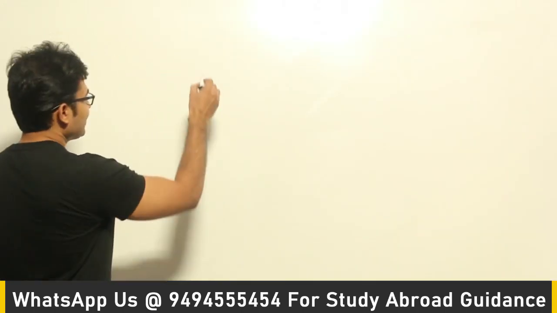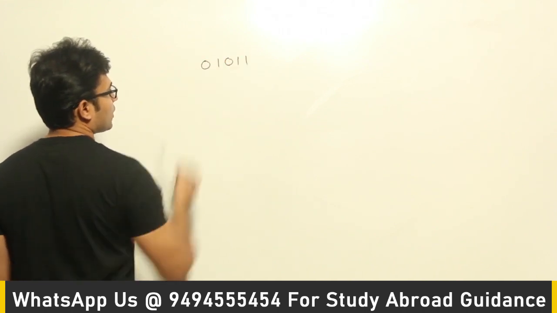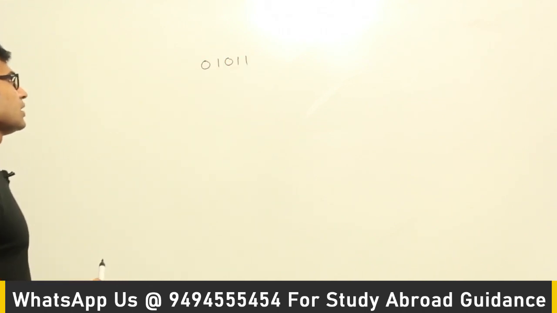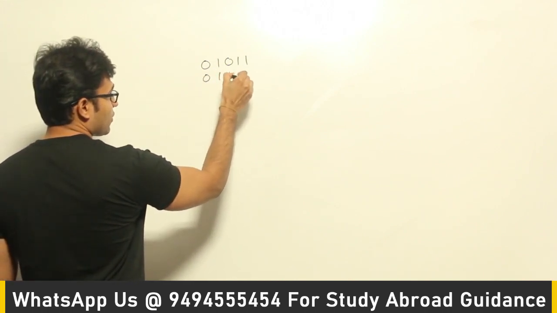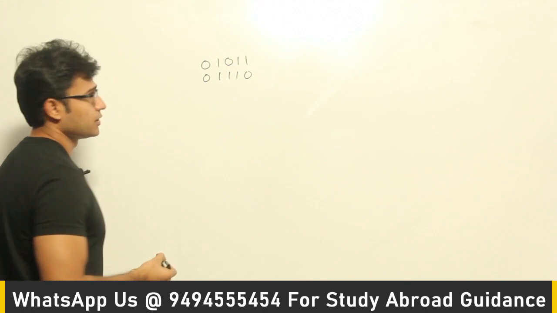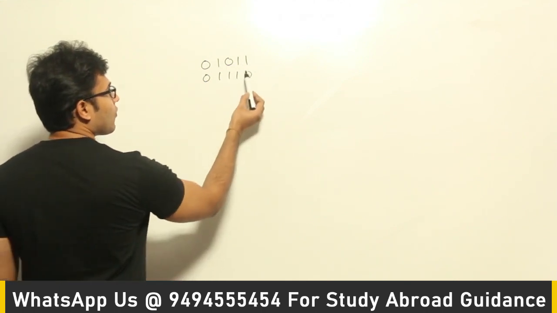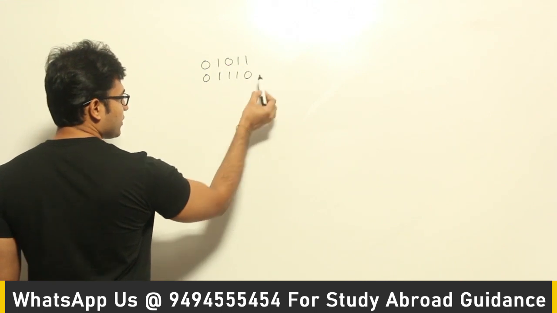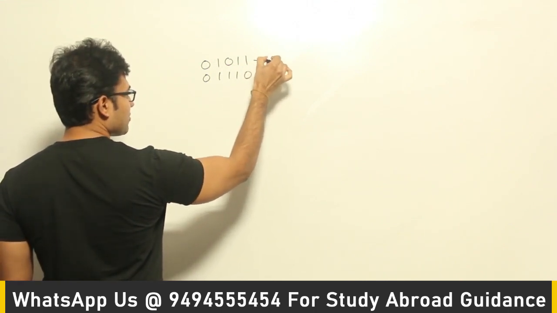Now let's try to multiply two numbers here. So one number, let's say, is 01011. So this number is actually 11, and the other number, let's say, is 01110. So this is 14. So now I want to multiply these two numbers. Now I'll take this number as the multiplier, let's say q, and this number as the multiplicand.